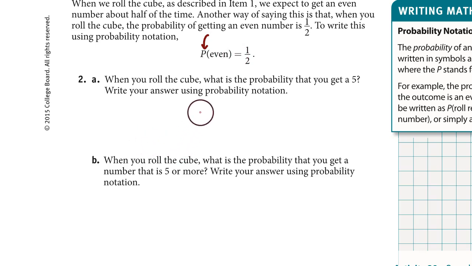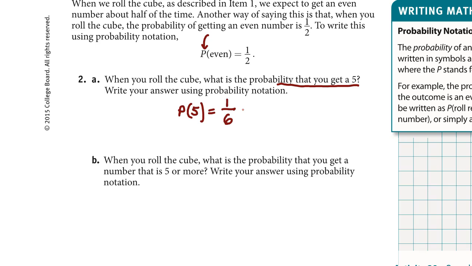Question 2a, when you roll the cube, what is the probability that you get a 5? And use probability notation. So a capital P, and then in parentheses, we want to describe the event we're interested in. Simply putting a 5 is enough if we know the original context. How many faces on a die are a 5? That's only one of them. Now in the denominator, how many faces are there total? There are 6. So the probability of getting a 5 is 1 out of 6, or 1/6.